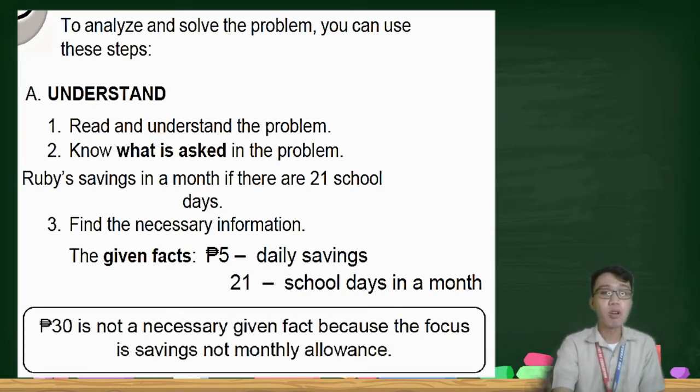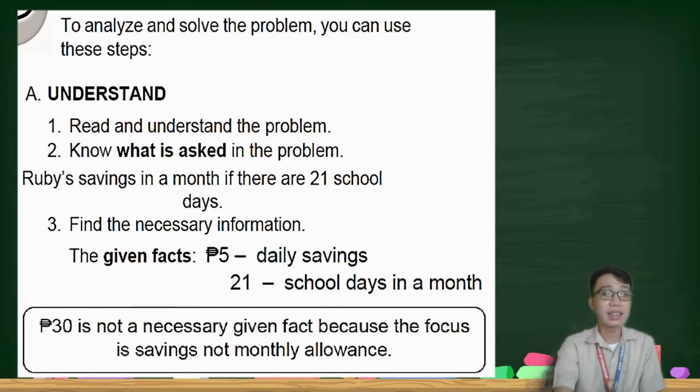Number 2, know what is asked in the problem. Kailangan nating malaman kung ano ang tinatanong sa problem, kung ano ang kailangan nating hanapin. Ruby's savings in a month if there are 21 school days. And number 3, find the necessary information. Ibig sabihin nun, kailangan nating hanapin ang mga mahalagang impormasyon. The given facts, 5 pesos daily savings, and 21 school days in a month.